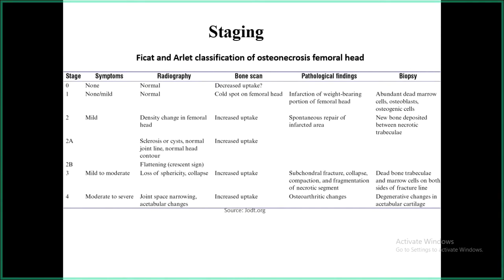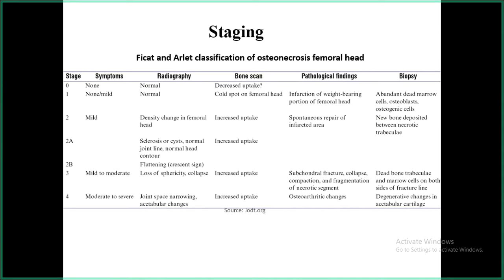In stage 2, the symptoms are again mild. The radiography may be normal or may show density changes in the femoral head. Then bone scan shows increased uptake because there is vascular stasis, so it shows increased uptake, right? The pathological finding shows spontaneous repair of the infarcted area, and the biopsy shows new bone deposited between necrotic trabeculae.